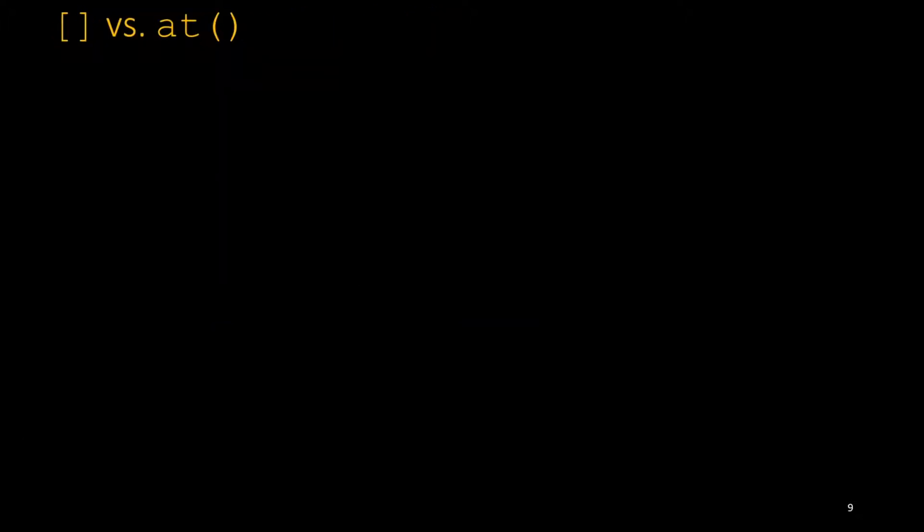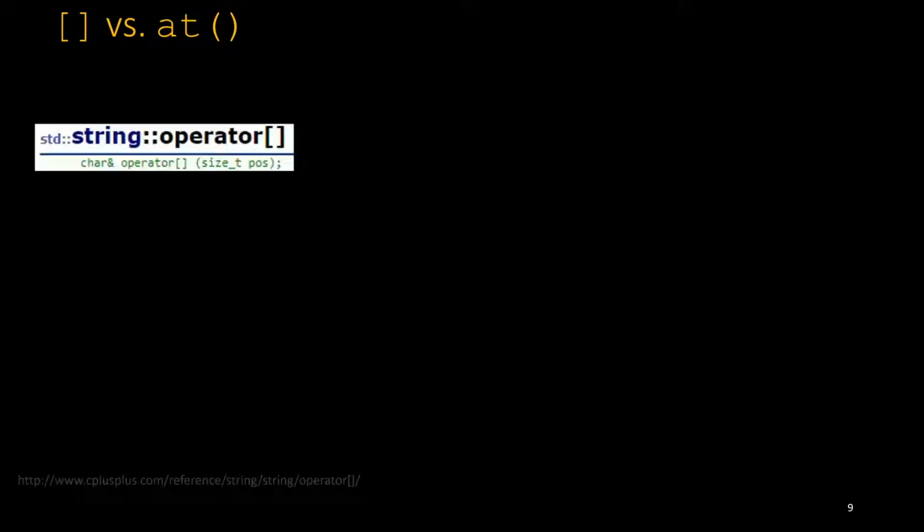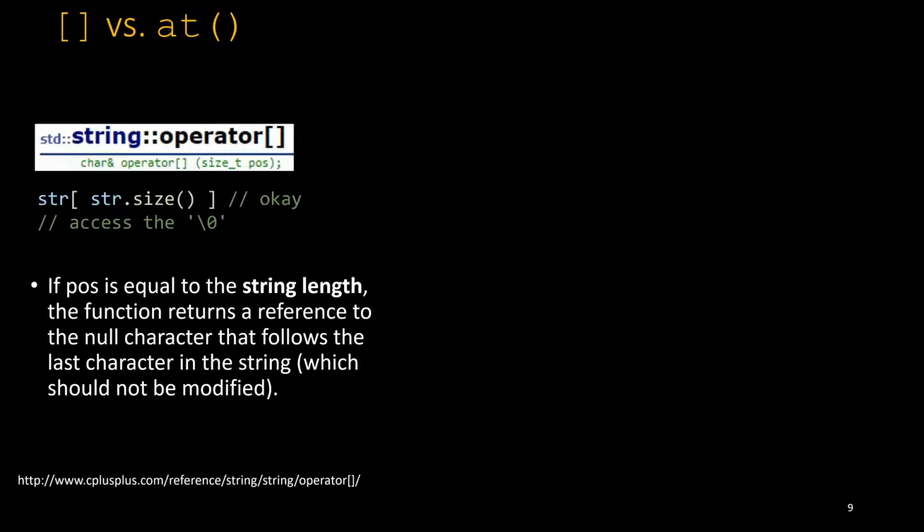There is, however, a minor difference between the index of operator and the at function that you should be aware of. Well, first, the brackets is an operator, okay? When you use the index string size with the bracket operator, you will get the null character at the end. This is legal, but it should be avoided, okay? So this will give you the null character.